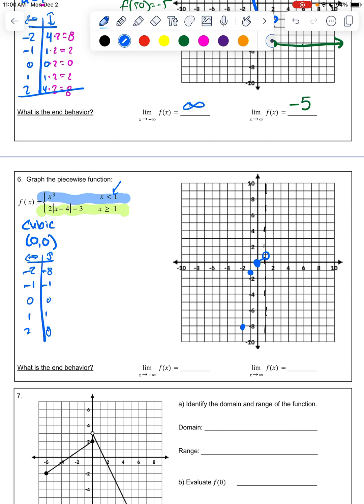So, boom, cubic looks like this. It's starting to curve back up a little bit as it gets to that open circle, but it looks like this. The limit as x goes to negative infinity is negative infinity. It goes down as we go to the left. All right, the green one, this one's absolute value.